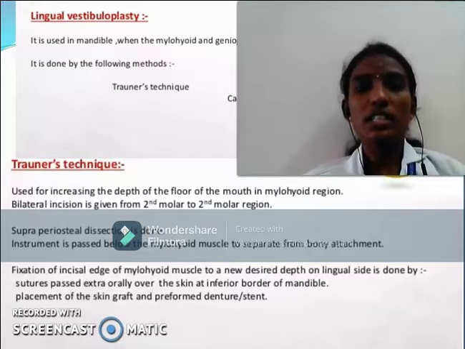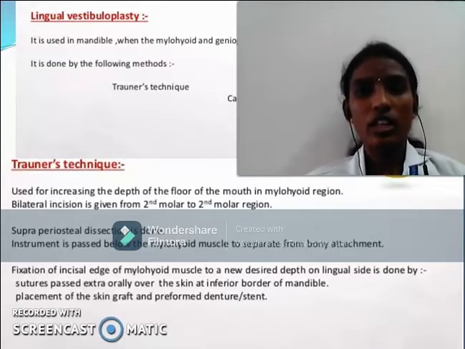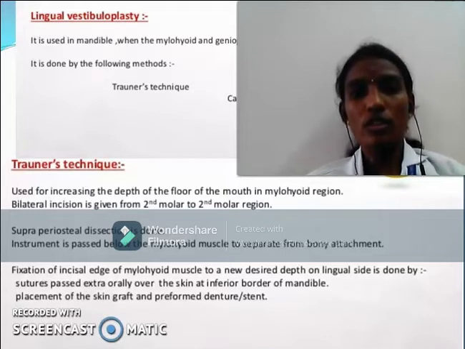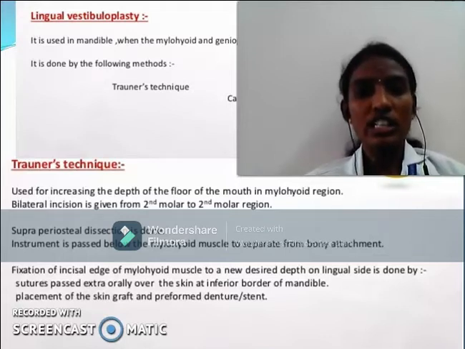Lingual vestibuloplasty is used in the mandible. There are 2 techniques, Caldwell technique and Turner technique. Turner technique is used to increase the depth of the floor of the mouth at the mylohyoid ridge.